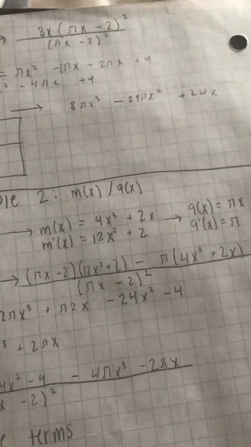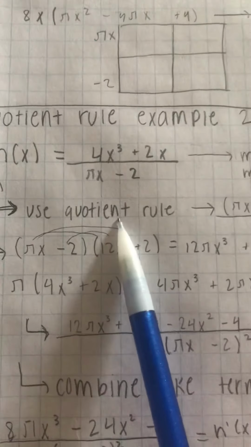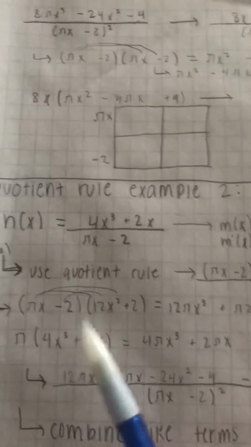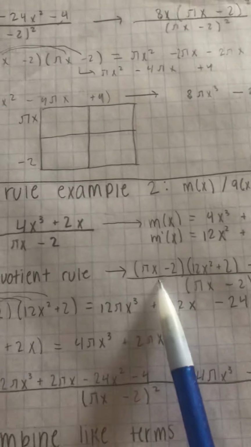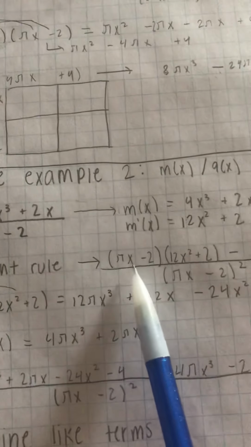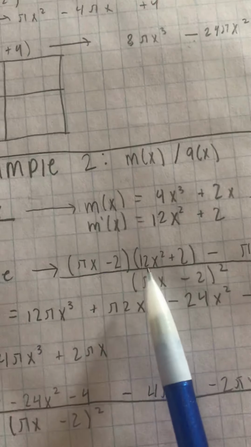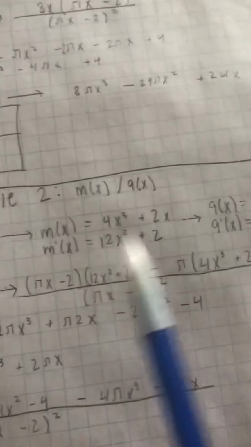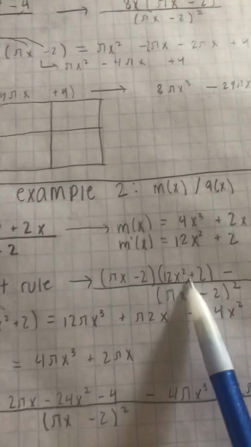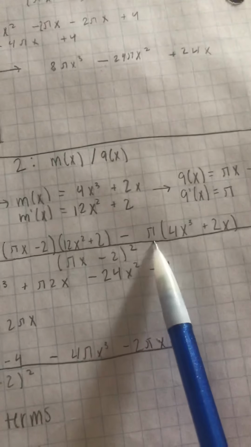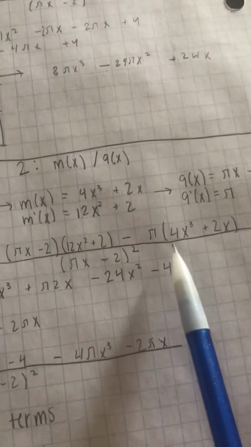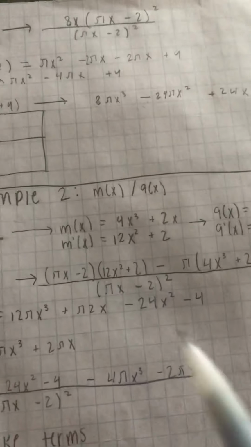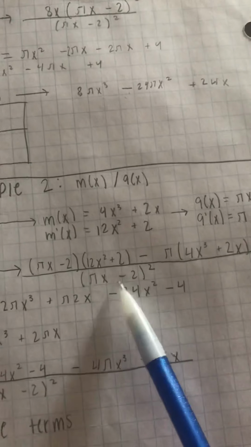Now that I have all my terms, I'm just going to plug them into the quotient rule equation. I actually already showed that to you, the one I've been using in the first video, so I'm just going to use that. So first I have pi x minus 2 times 12x squared plus 2. So that is my q of x times my m prime of x. And then subtracted from that is going to be pi, which is my q prime of x, times 4x cubed plus 2x, which is my m of x. Then all of that is divided by my q of x squared.